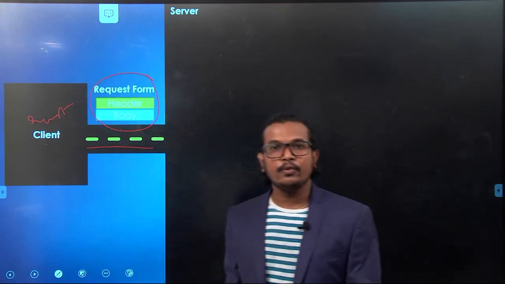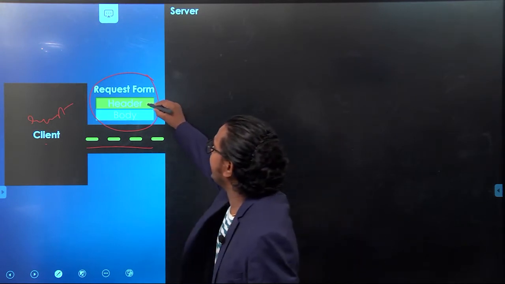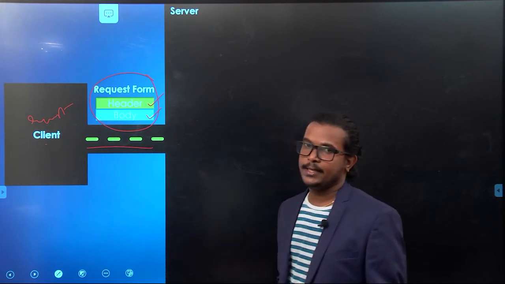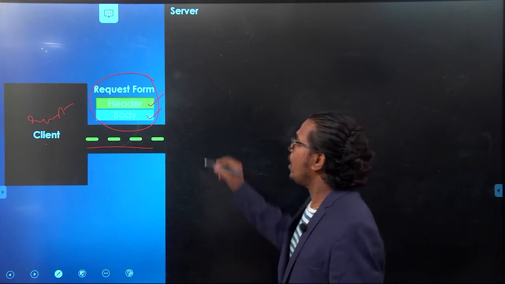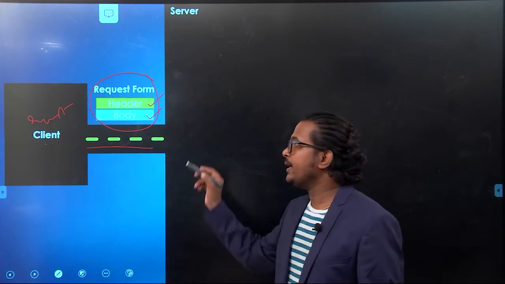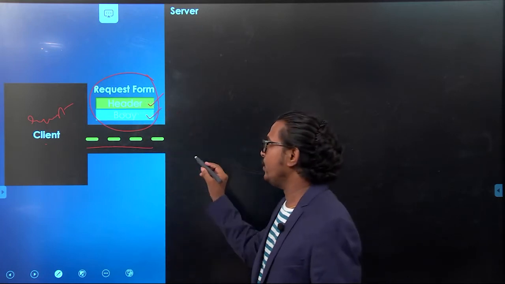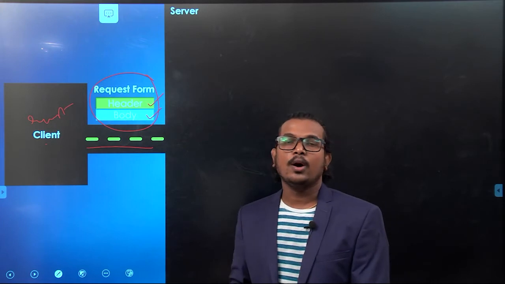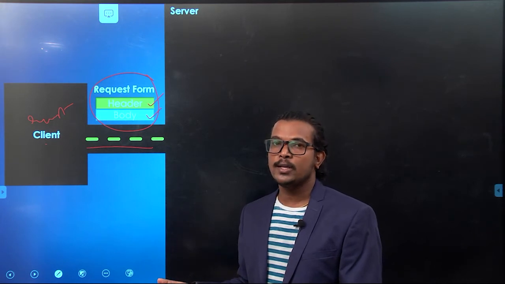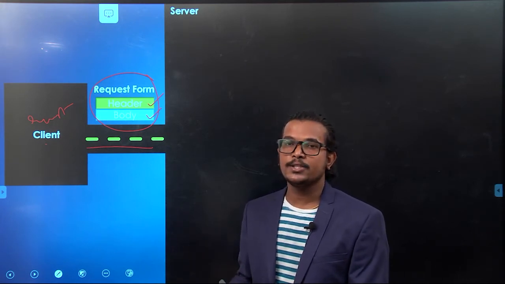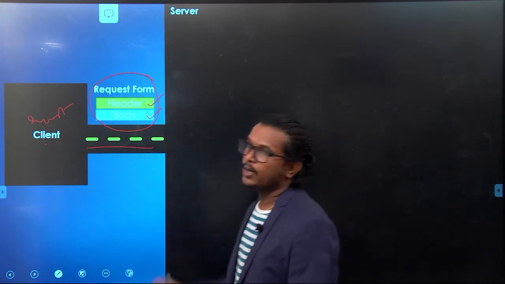In that request form, there are two parts. The first is the header part, and the second is the body part. What does the header part contain? What techniques you are using for communication, whether the HTTP protocol or any other protocol, what authentication protocols you are using, and what zipping functionalities you are using. All that header-related information is available in the header part.